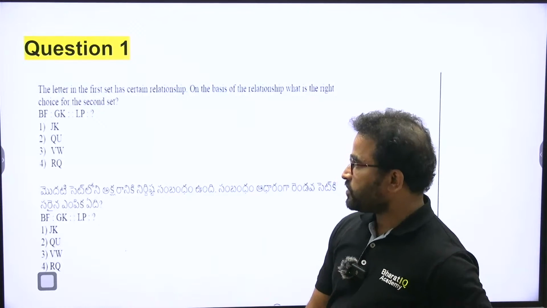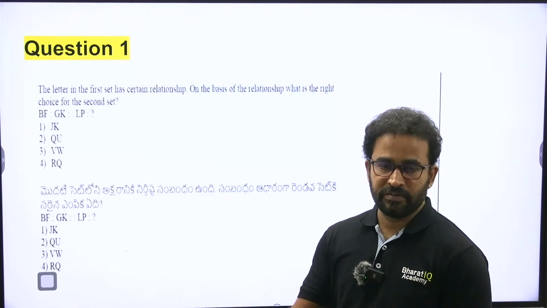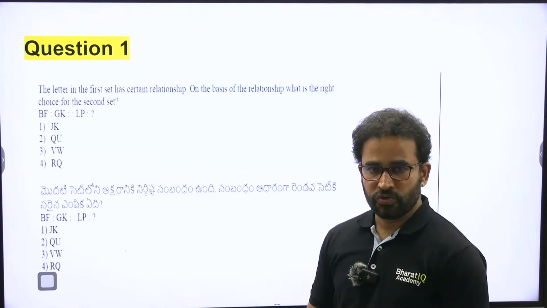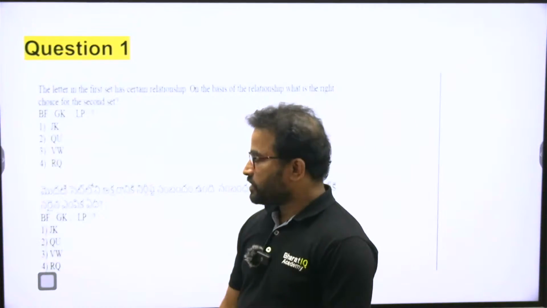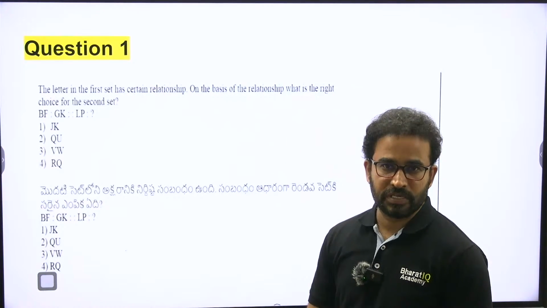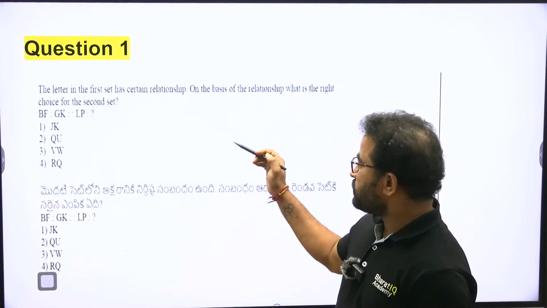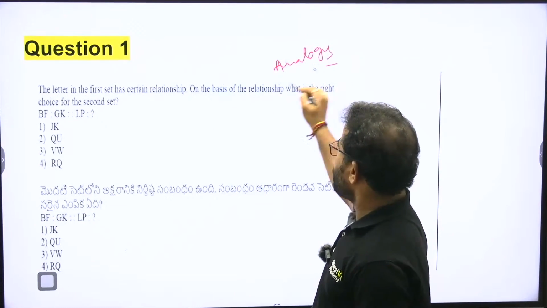So look at this one. First question they have given, these are previous year questions only. They have given in law exams 2023, 22 and 21. So we are discussing here. First question they have given that BF equals ZK, LP equals dash. Look at this question. This question belongs to analogy. This is from the reasoning point of view.